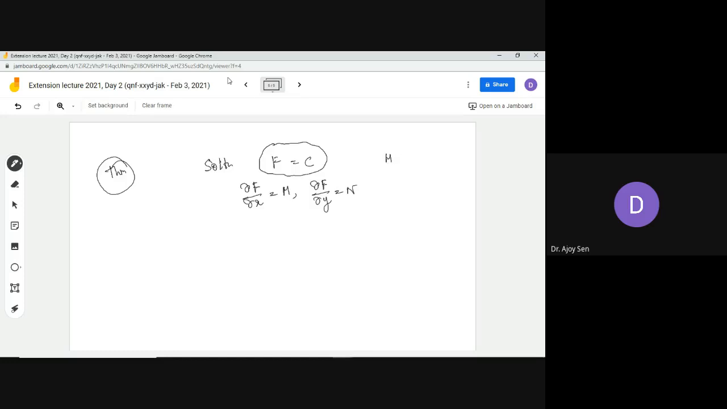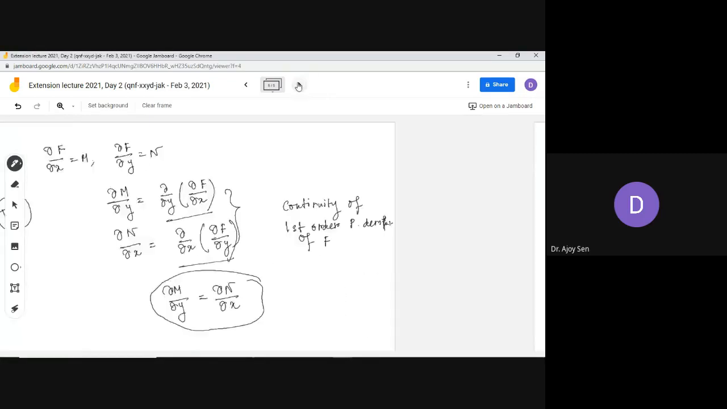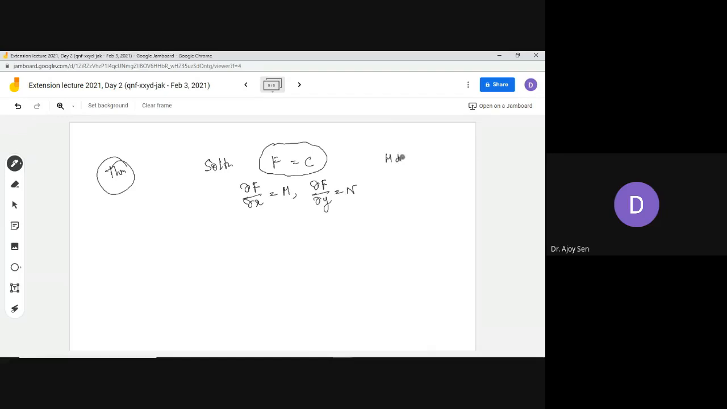You can check the given differential equation M dx plus N dy equals 0. This is the given differential equation, and the solution of this differential equation is f equals constant. What is f? f is a total differential, where df is that whole thing, and the coefficients, del f del x is M, and del f del y is N. Such a function f is a solution of the differential equation.